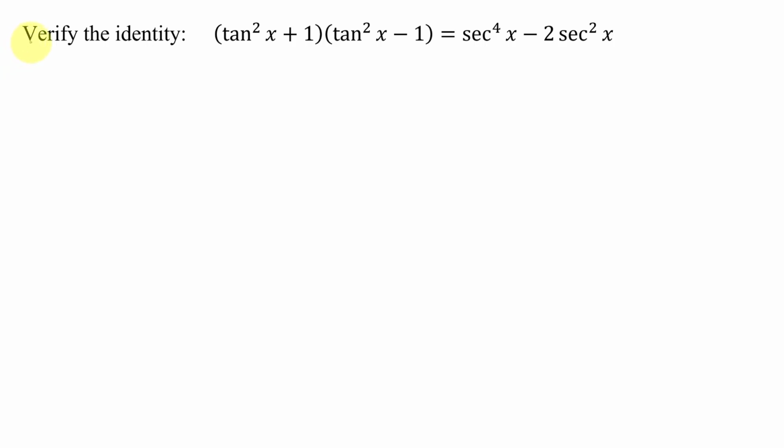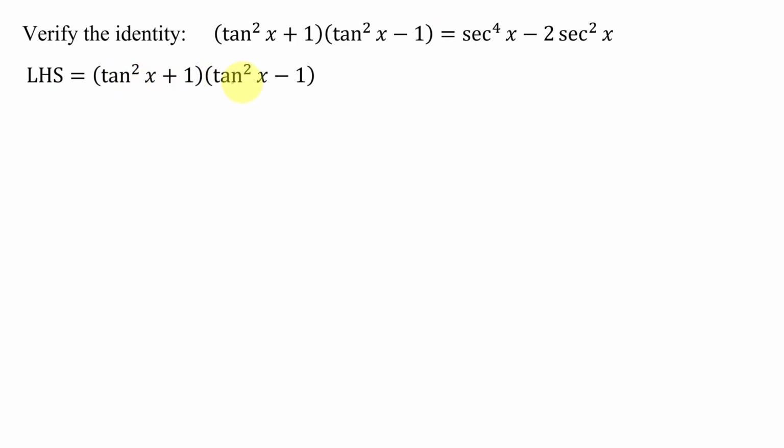In this example, I need to verify the identity: the quantity tangent squared x plus 1 times the quantity tangent squared x minus 1 equals secant raised to the fourth power of x minus 2 times secant squared x. Well, in working with identities, we always want to start working on the more complicated of the two sides. Which side is that in this example? They both look equally complicated, so I'm going to start working on the left-hand side.